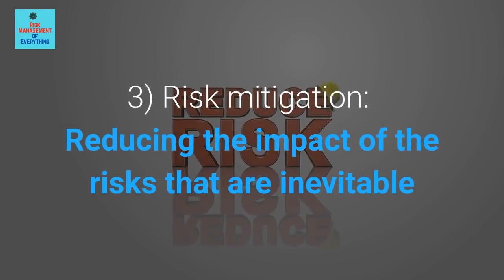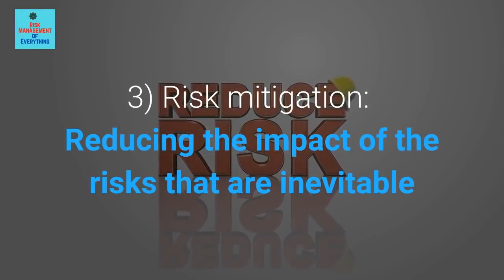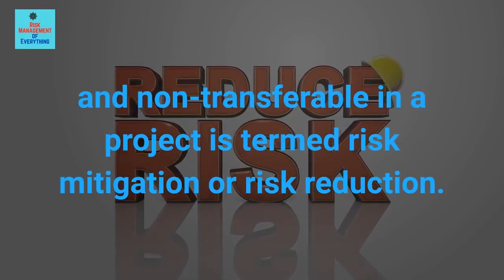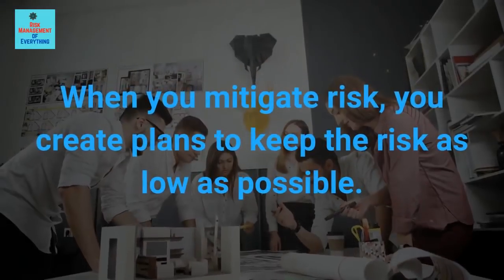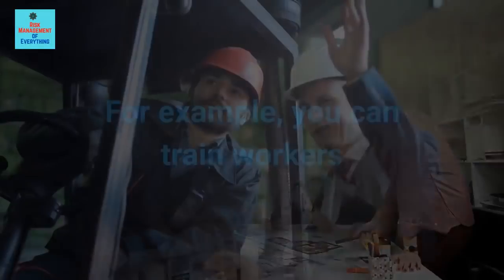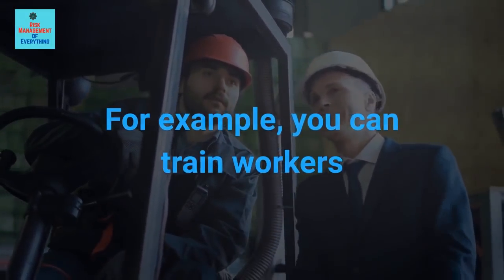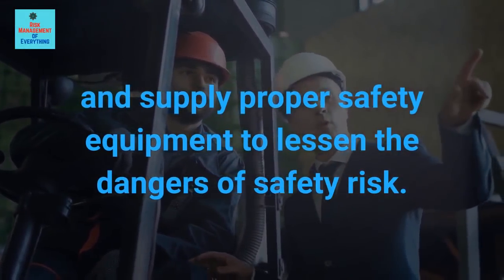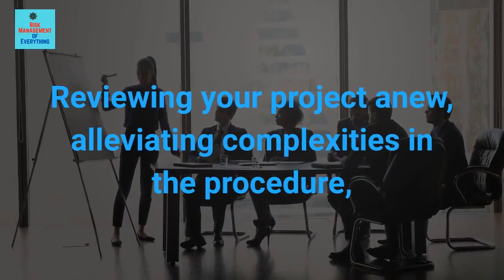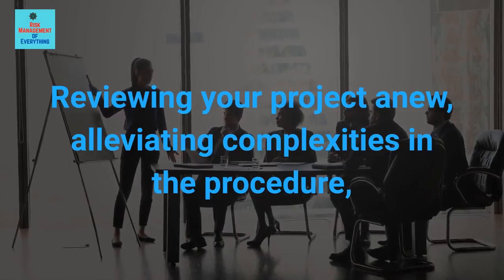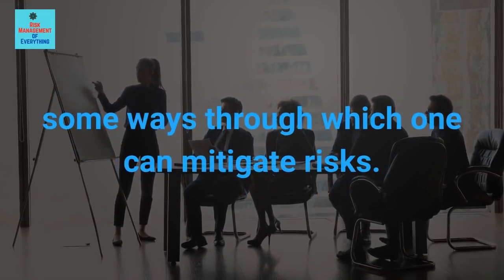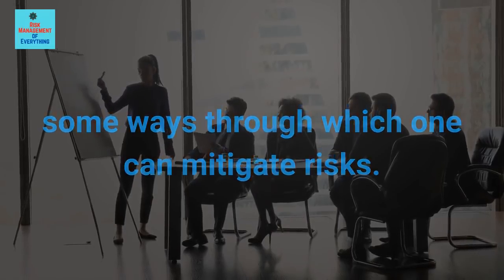3. Risk mitigation. Reducing the impact of the risks that are inevitable and non-transferable in a project is termed risk mitigation or risk reduction. When you mitigate risk, you create plans to keep the risk as low as possible. For example, you can train workers and supply proper safety equipment to lessen the dangers of safety risk. Reviewing your project anew, alleviating complexities in the procedure, providing additional testing, etc. are some ways through which one can mitigate risks.